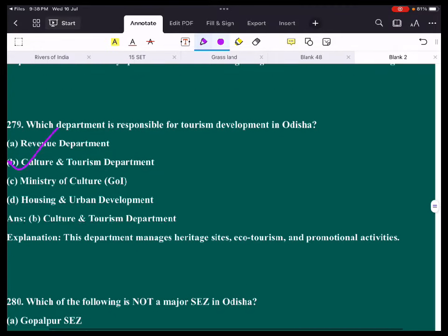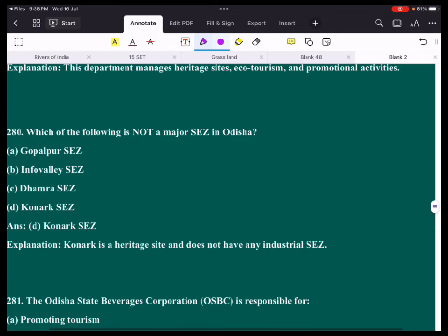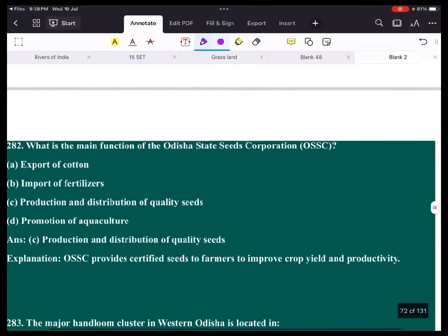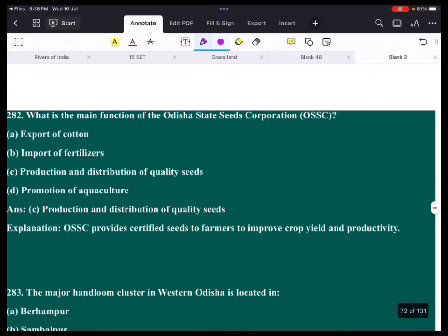Which of the following is not a SEZ in Odisha? That is Konark SEZ, option D. Odisha State Beverages Corporation is responsible for alcohol distribution and regulation, option B. What is the main function of the Odisha State Seed Corporation, OSSC? That is production and distribution of quality seed.